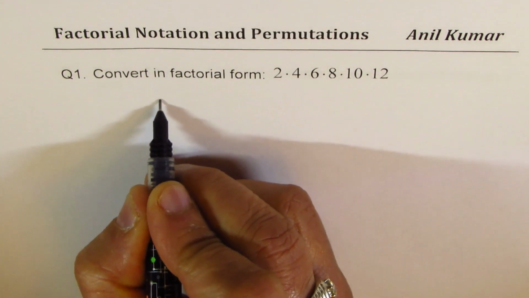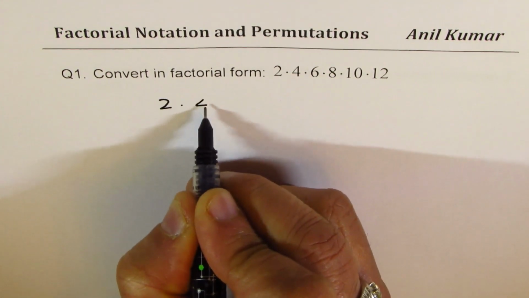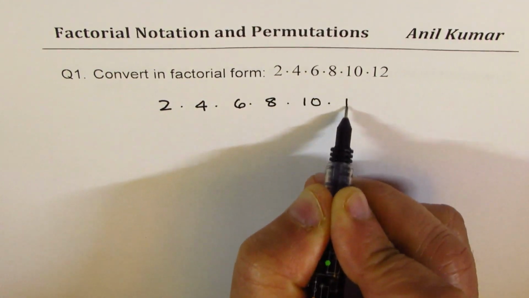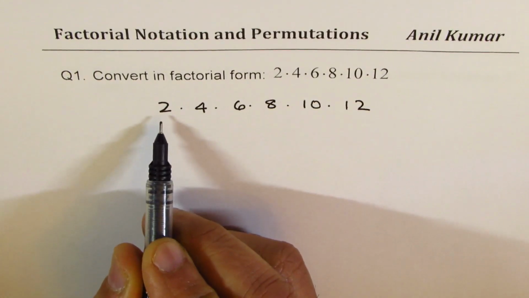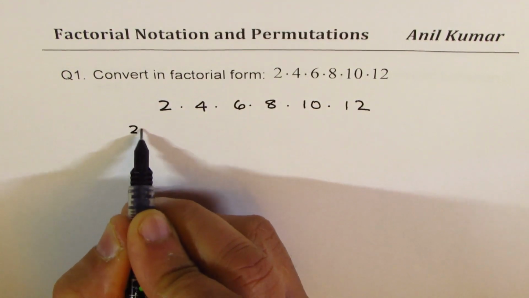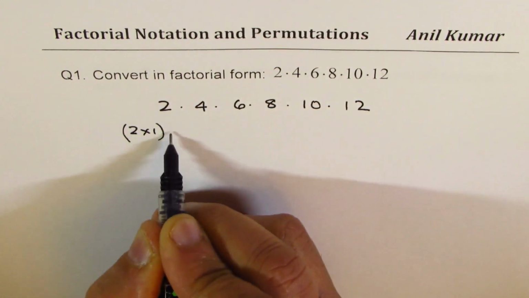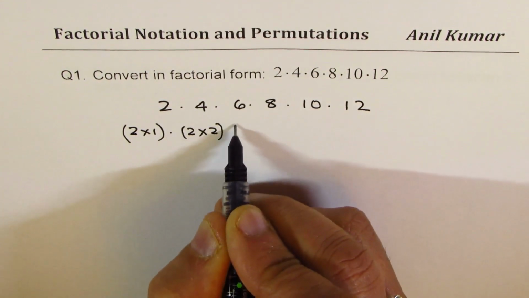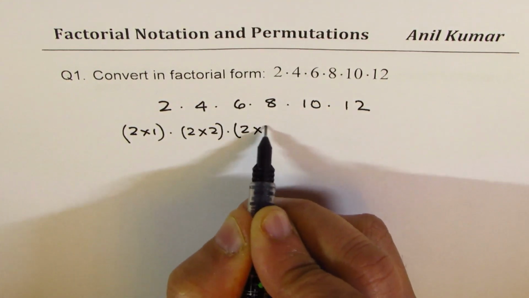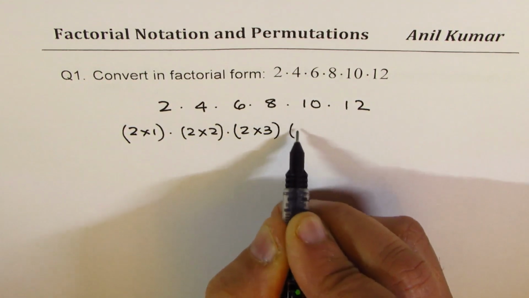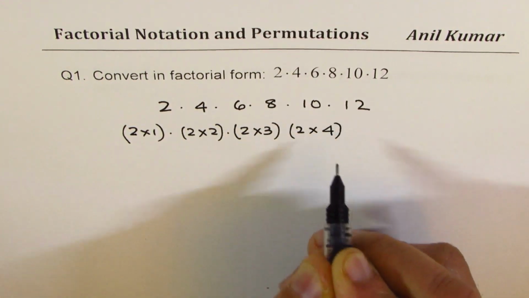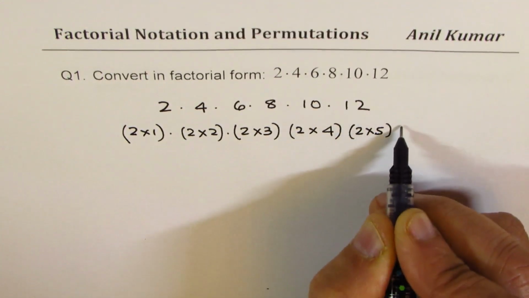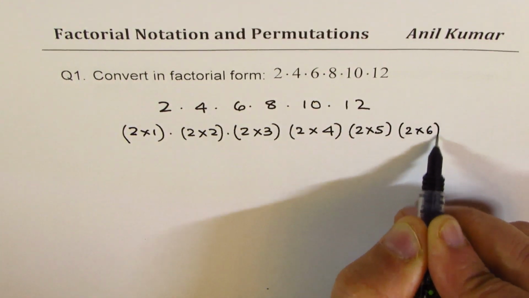So let me rewrite this. We are working with 2 times 4 times 6 times 8 times 10 times 12, right? Now 2 could be written as 2 times 1. Do you see that? And 4 could be written as 2 times 2. 6 could be written as 2 times 3. 8 could be written as 2 times 4. 10 could be written as 2 times 5. And 12 can be written as 2 times 6. Is that clear?